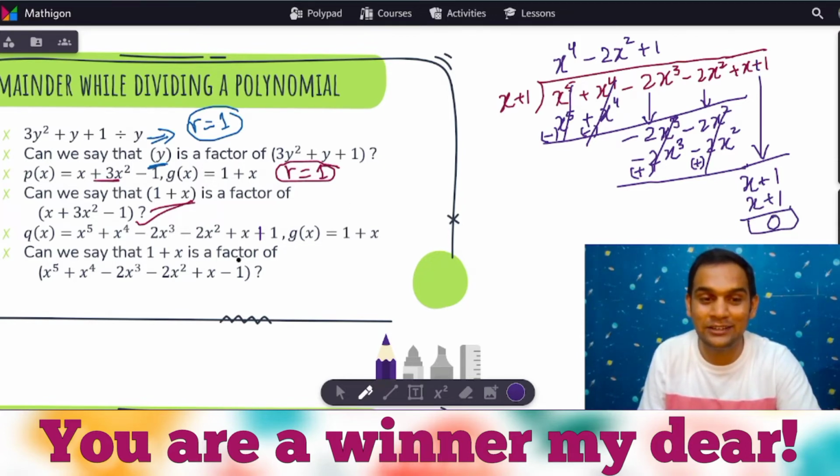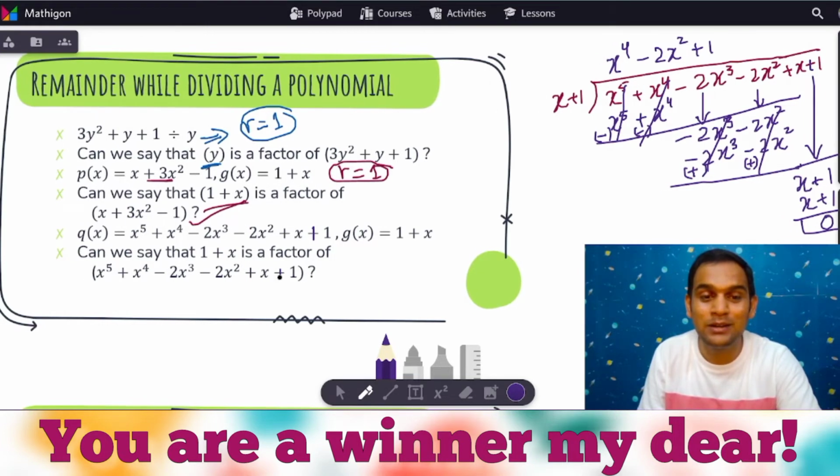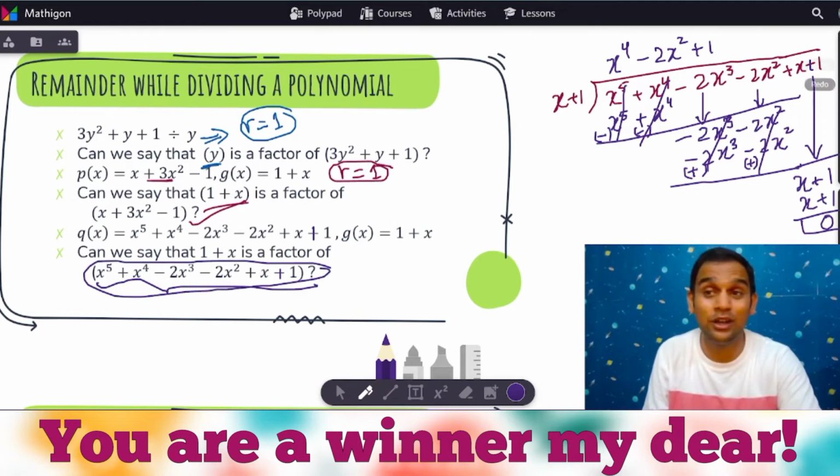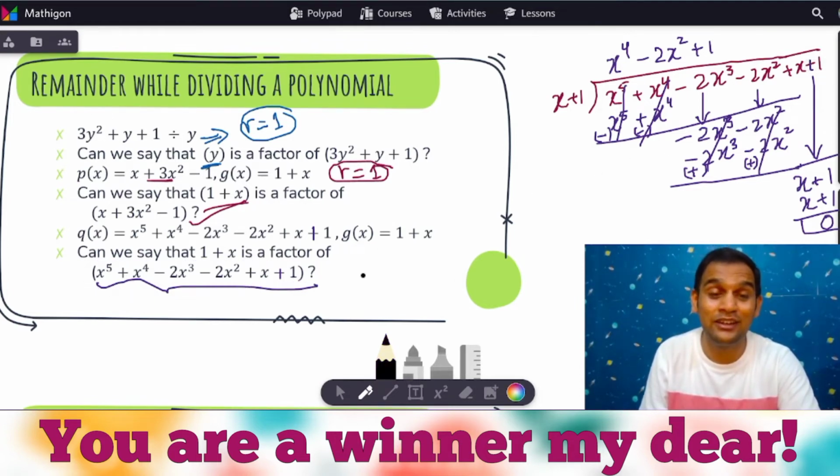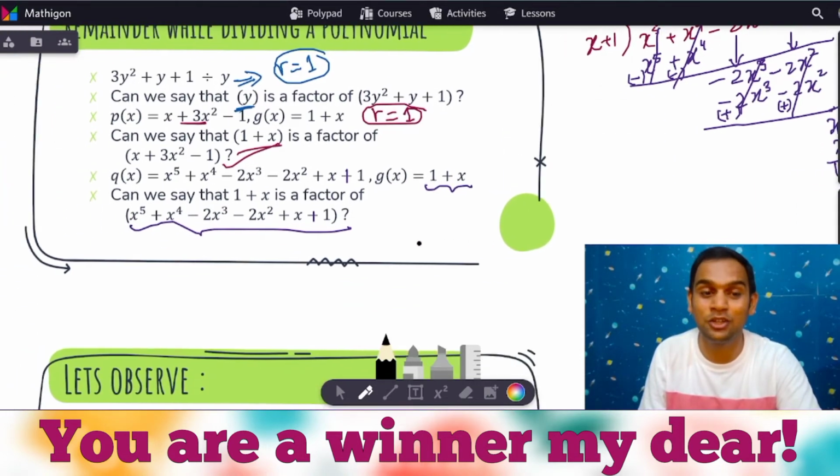What is the meaning? That 1 plus x is a factor of this complete polynomial, x to the power 5. But we could not have said this if instead of x plus 1 we had x minus 1. So that is one thing we must be very careful about. Over here we saw one example where we got the factor. The only condition is the remainder should be 0.